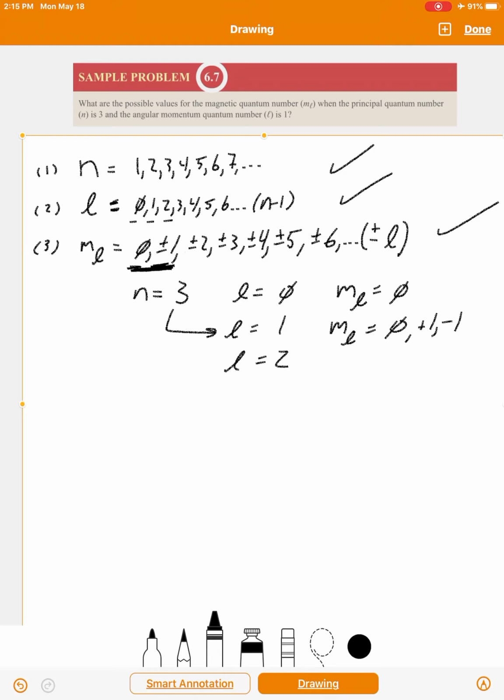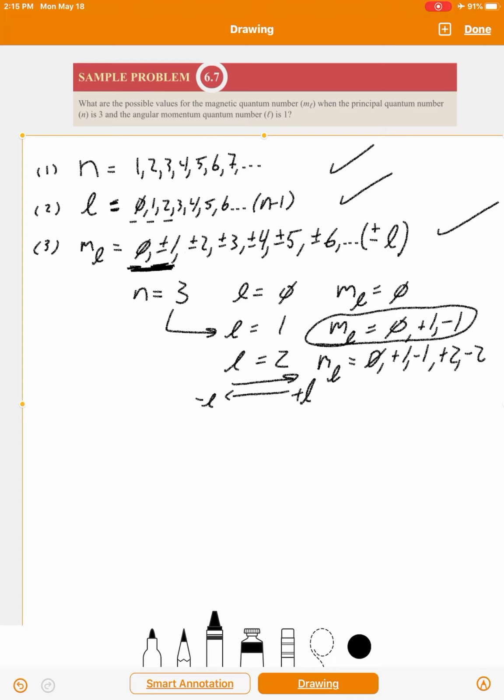But suppose that l is 2. That means m sub l could be 0, plus 1, minus 1, plus 2, minus 2, right? Because you're going to go all the way up to plus l and all the way down to minus l. So if l is 2, you go from minus 2 to plus 2. Generally this is written as an increasing series, minus 2 up to plus 2. So those are all possible values. Okay.